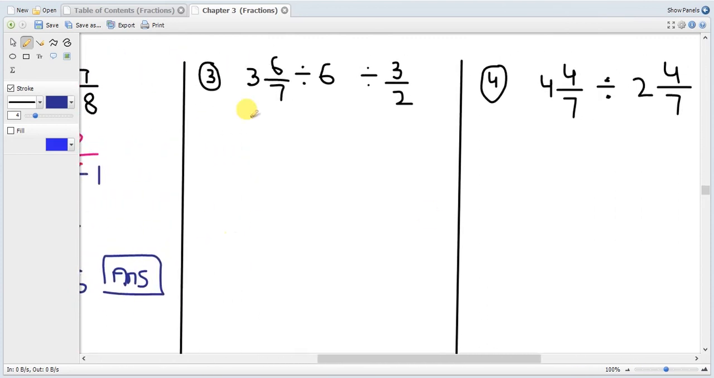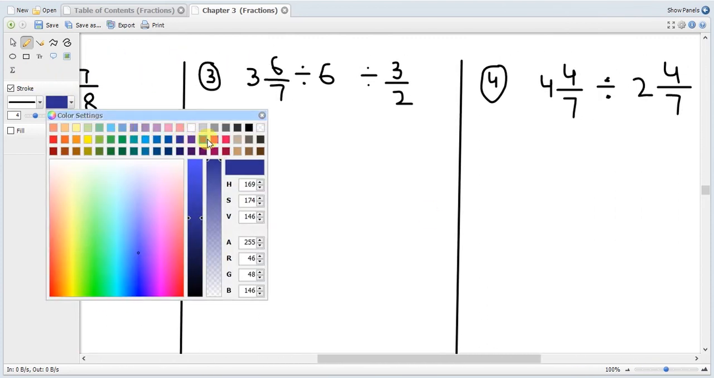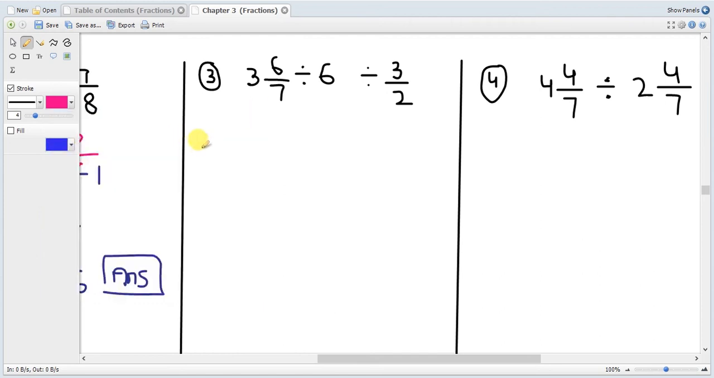Next, moving on to the third question. Okay, let's move back to the pink. So convert it into the standard form of a fraction. This is mixed, non-standard. We cannot apply any of the operators when we have non-standard form of fractions, which is the mixed fraction, right? So convert it. So we are getting 3 times 7 is 21 plus 6, 27.